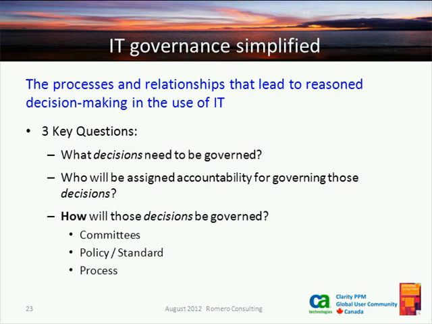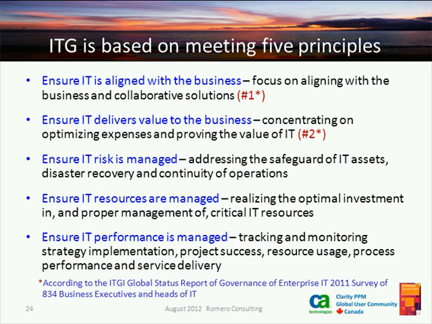But when we find that that approach doesn't fulfill our objectives, then we'll say, okay, well, what decisions are they making, and which of those need to be governed by more formal mechanisms? Who's going to be assigned accountability for actually governing those decisions? And now, how will those decisions be governed? Do we need a committee? Do we need policies? Do we need standards? Do we need processes? That's what governance is really about at its core.